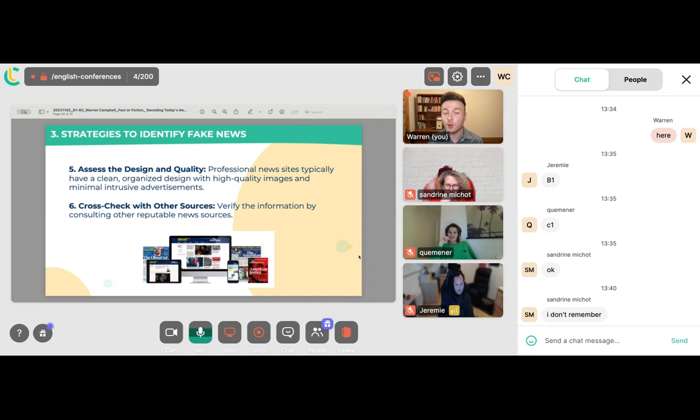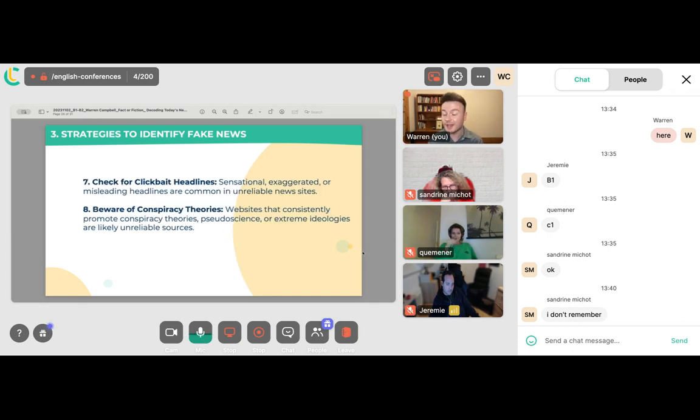Assess the design and quality. Professional news sites typically have a clean, organized design, high quality images, and minimal intrusive advertising. And cross-check with other sources. Verify the information by consulting other reputable news sources. Be open to reading lots of different websites. It's very important.